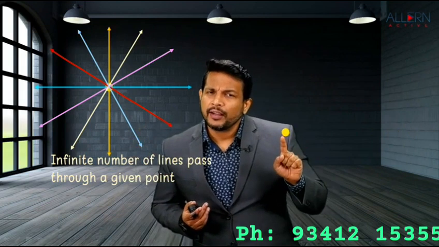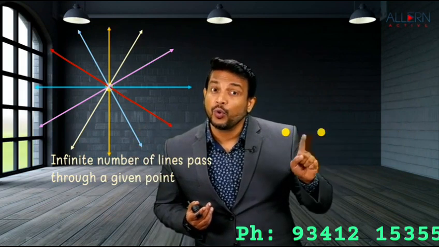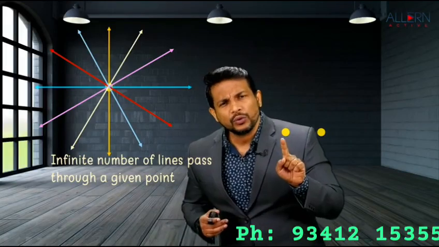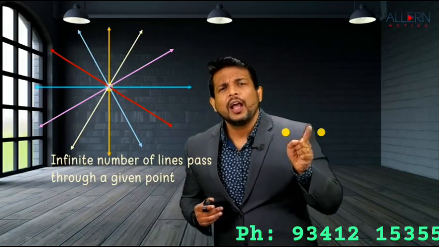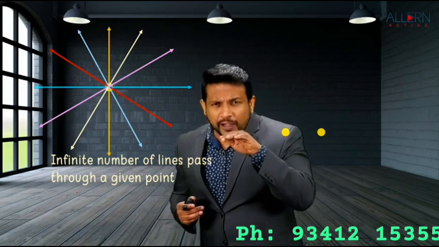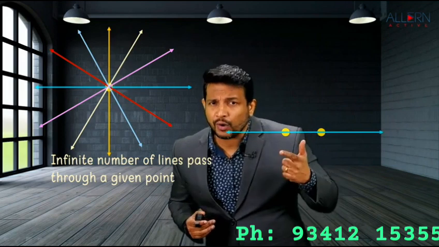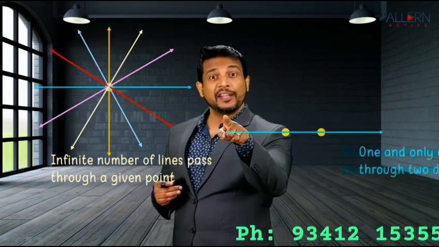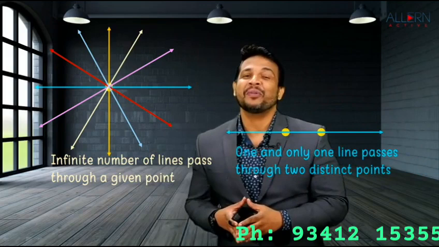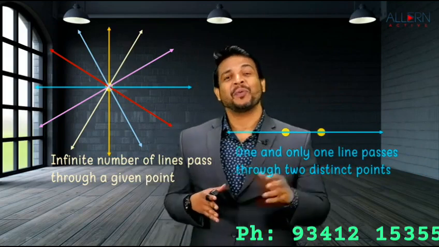Okay. I'll give you one more. I give you a point here, I give you another point. So that means I've given you two distinct points. And through the two distinct points, tell me how many lines can you draw passing through both of them? One? Can you draw one more? No. That means you're making a statement that one and only one line passes through two distinct points, isn't it?